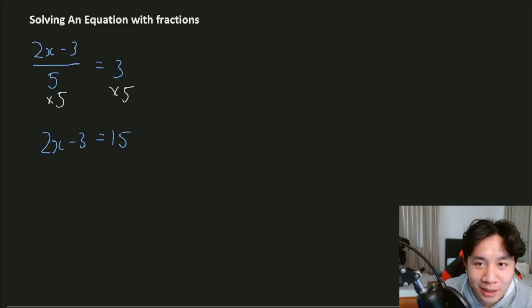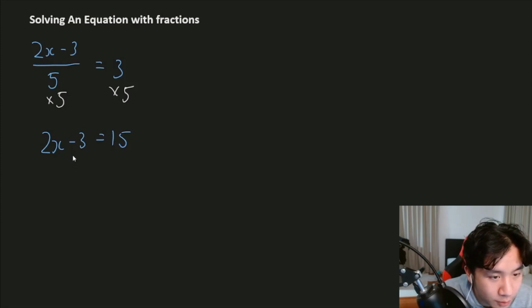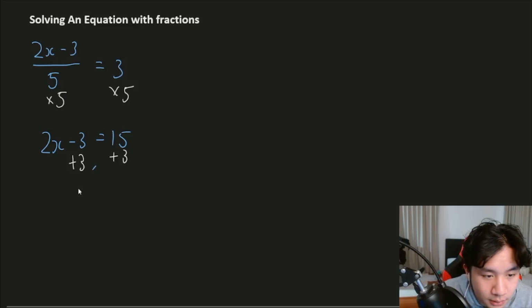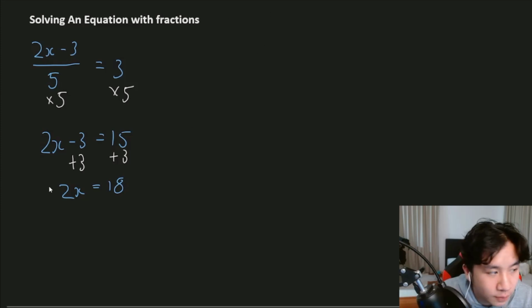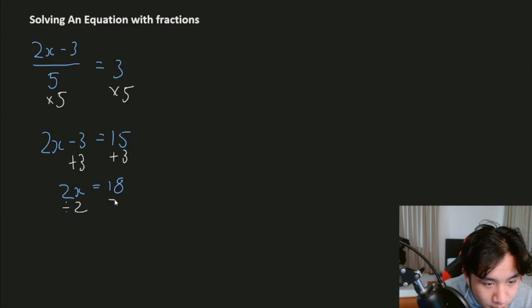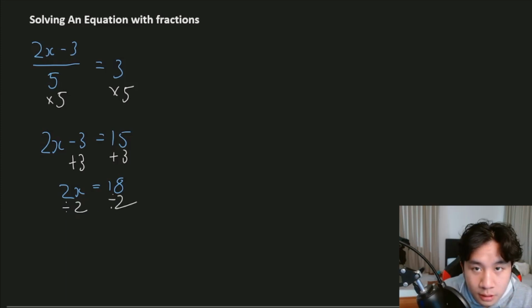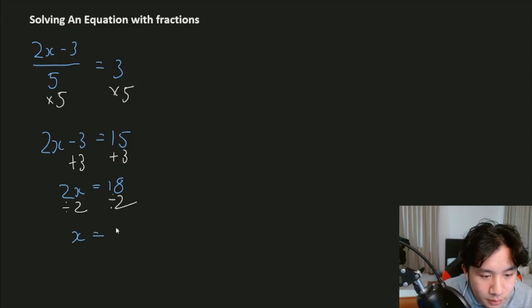And then you want to cancel out this minus 3, and so you want to plus 3 to both sides. So we get 2x equals 18. And finally, of course, this is 2 times x, so you divide by 2, and then you should get the solution. So that's just x, 18 divided by 2, that's just 9.